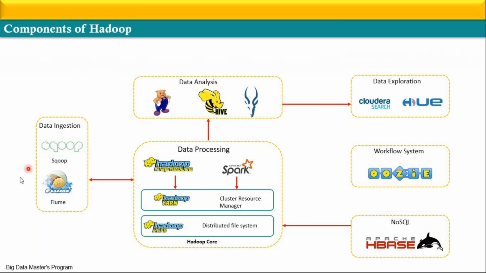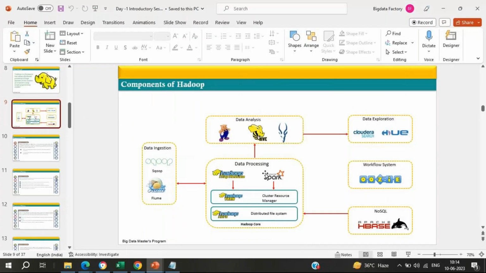Sqoop and Flume, both of these tools have different coding mechanisms. Hive has a different coding mechanism. Pig has a different coding mechanism. Oozie itself has a different coding mechanism. So standardization was not there.